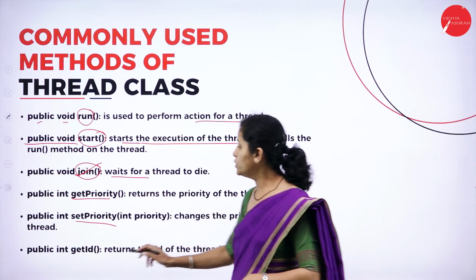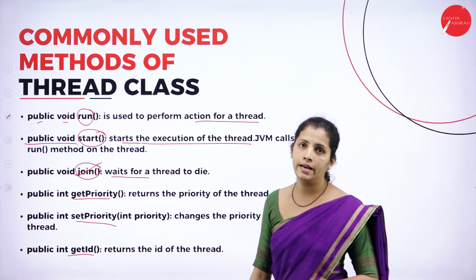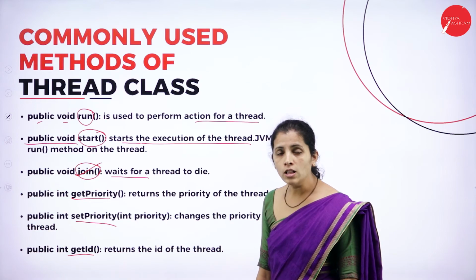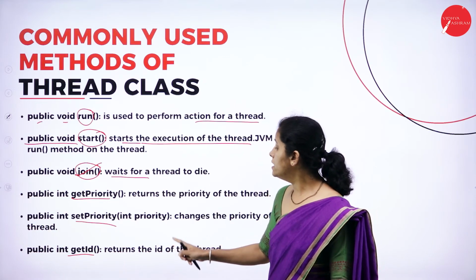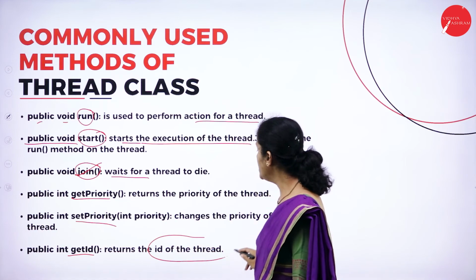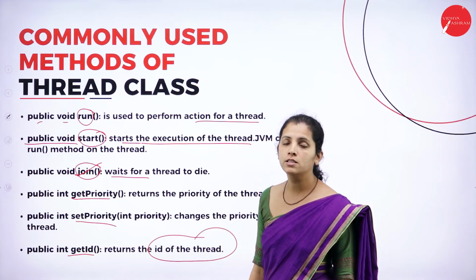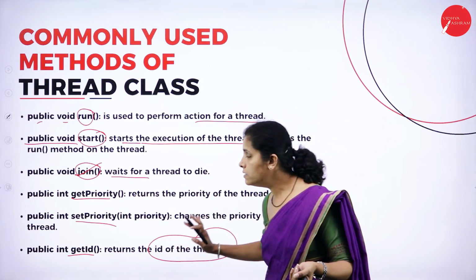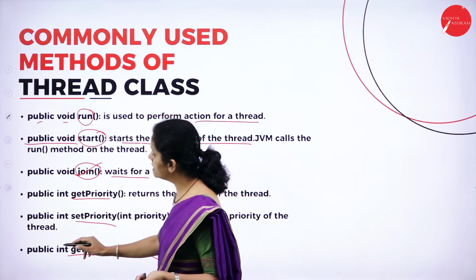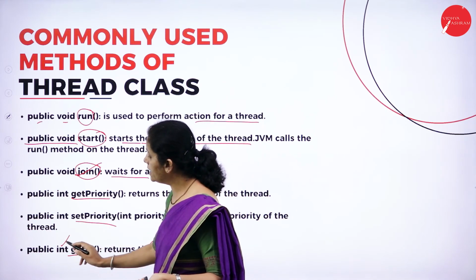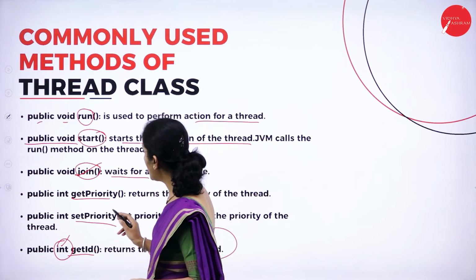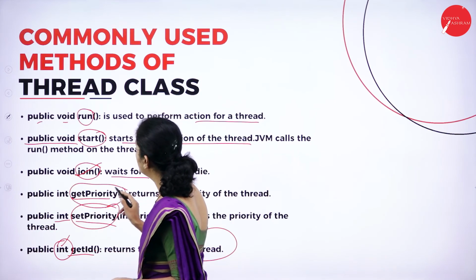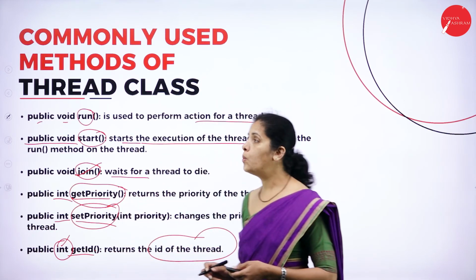And I have getId. What's the need of getId? If I call this method, it is going to return the id of the thread. And dear student, please see the return type here. getId returns an integer value, setPriority returns an integer value, and getPriority returns an integer value.